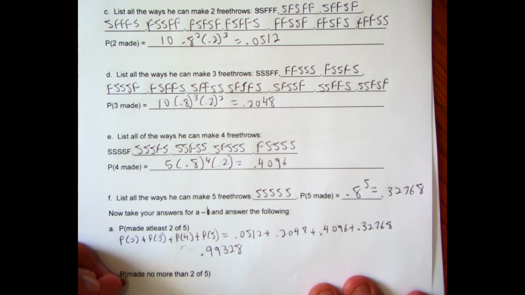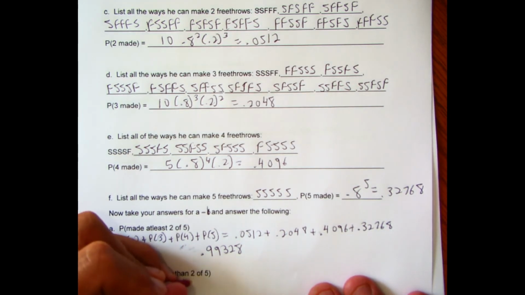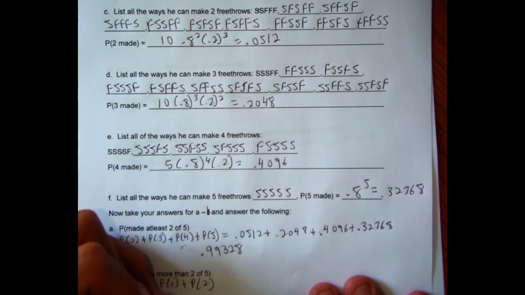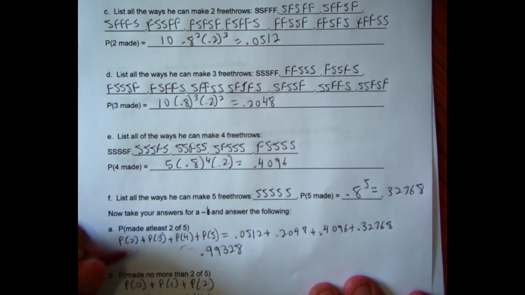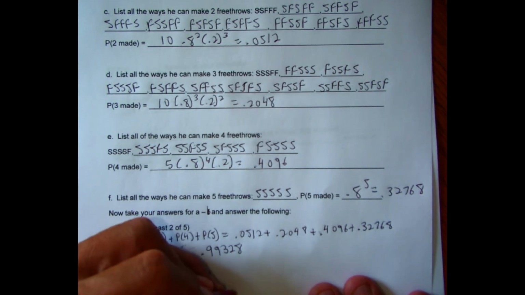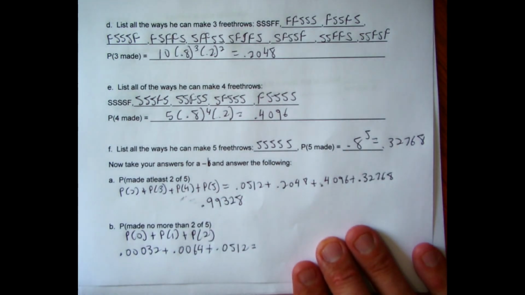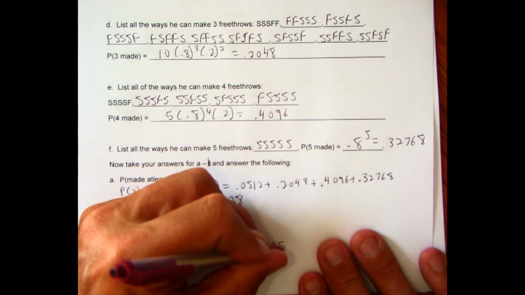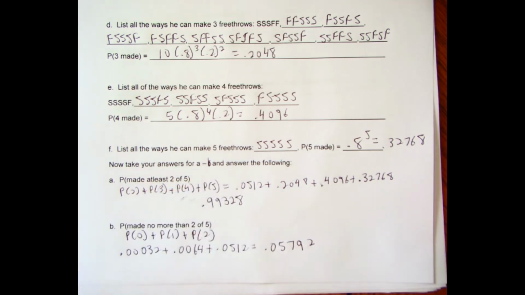And then the last one is, what's the probability he made no more than 2? Well, the probability he makes no more than 2 means he made 2 or less. So 0, 1, or 2. The probability he made 0 is 0.00032. Probability he made 1 is 0.0064. And the probability he made 2 is 0.0512. So we do 0.00032 plus 0.0064 plus 0.0512, and that comes out to 0.05792.